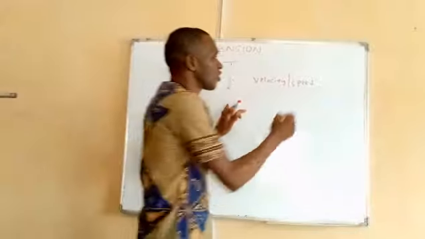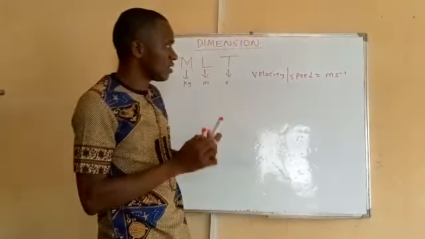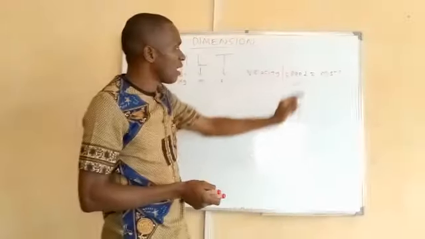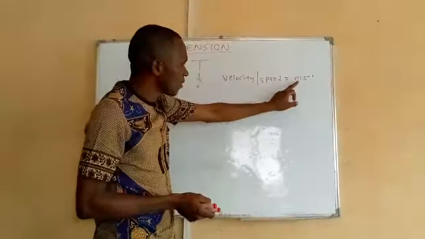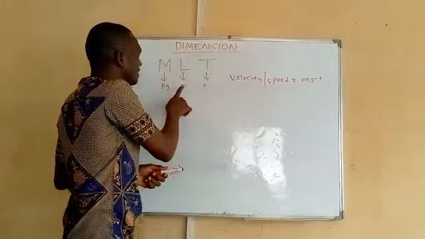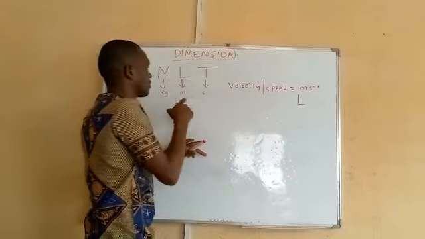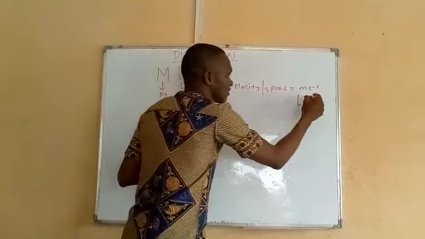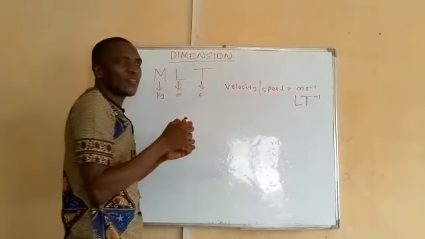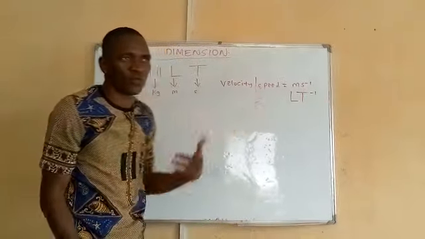Velocity or speed is measured in meter per second. Now, because the speed is measured in meter per second, the dimension is simply meter. Don't forget that meter is L. So that will be L. Seconds is capital letter T. So because you have minus 1, you just put your minus 1. So very simple. The dimension for speed or velocity is LT minus 1.